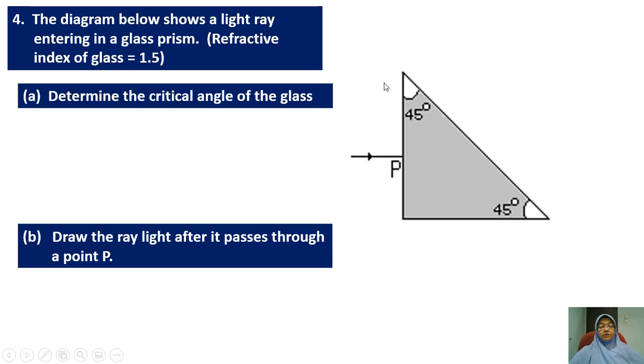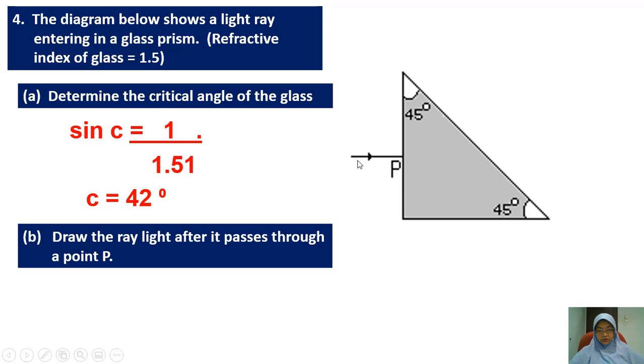Again, we have a glass prism of 45 degrees. Determine the critical angle of the glass. Again, we use the formula n equals 1 over sin C. So sin C equals 1 over 1.51, and C equals 42 degrees. Again and again, we use the same critical angle. Draw the ray of light after it passes through point P. This line is parallel with the normal line, so it will go straight here.